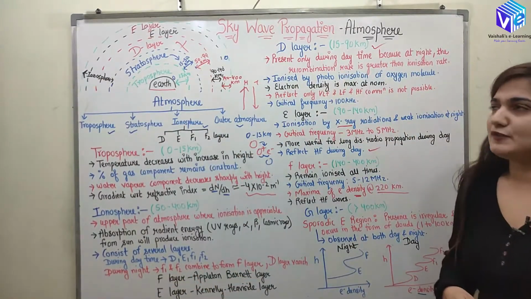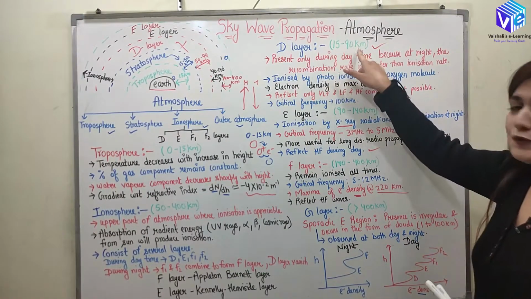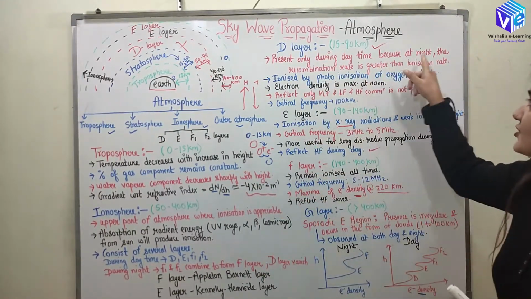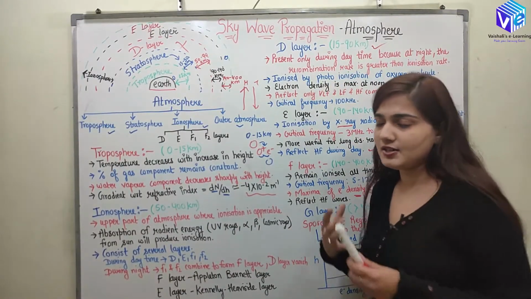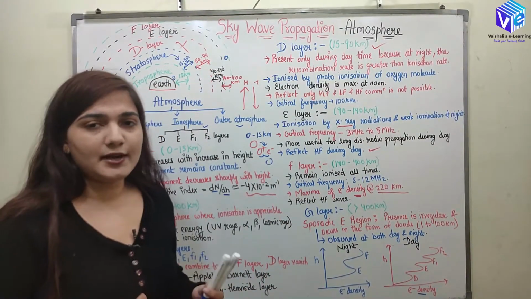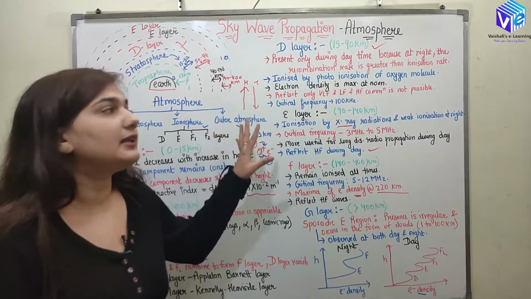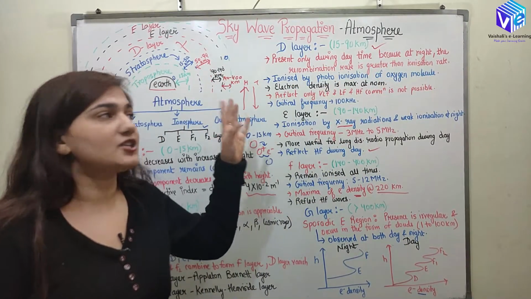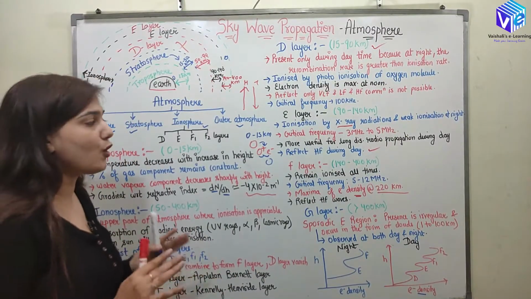Now coming to the properties of the D layer. As I have told you, it is present in the range of 50 to 90 kilometer. It is present only during the daytime because it is generated due to photoionization. In photoionization I require visible light for the ionization, but during the night time I don't have any visible light, and due to that I won't have the D layer. It is present only during the daytime, because at night the recombination rate would be greater than the ionization rate.